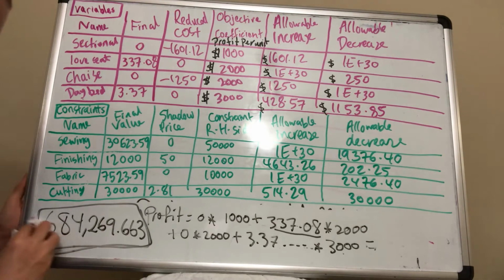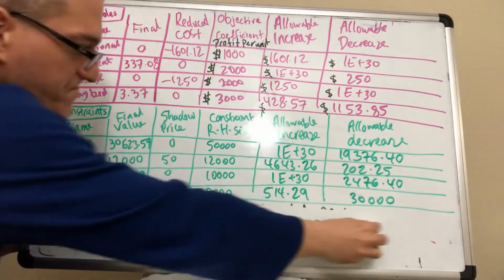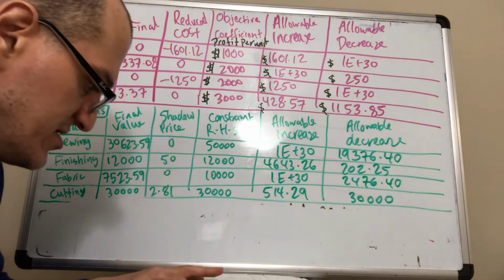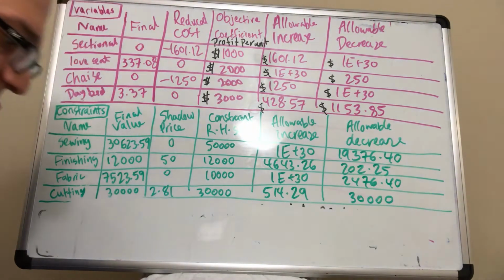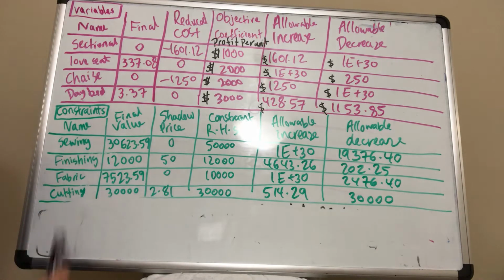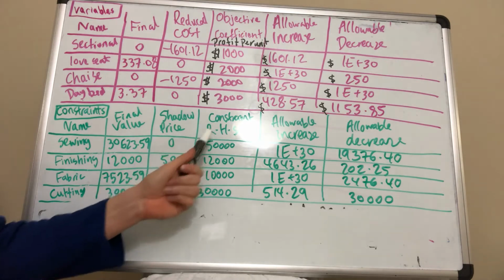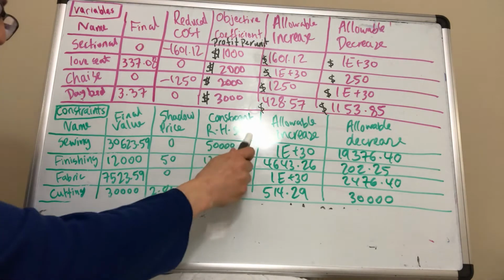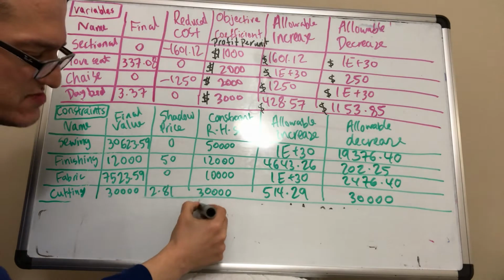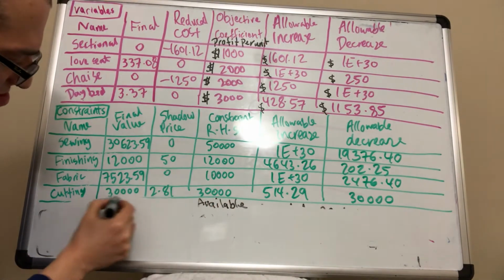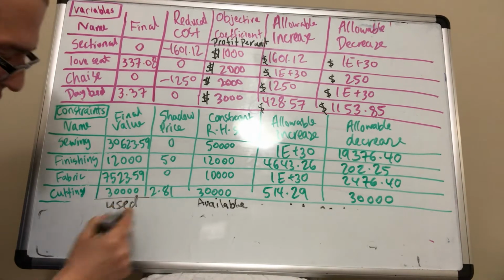So we'll look at B. The B question, which constraints are binding? Constraints were here, and there are 4 of them. Which of the 4 are binding? Now, there is something called final value, and there is constraints right-hand side. This is basically what's available, and this is what's being used.